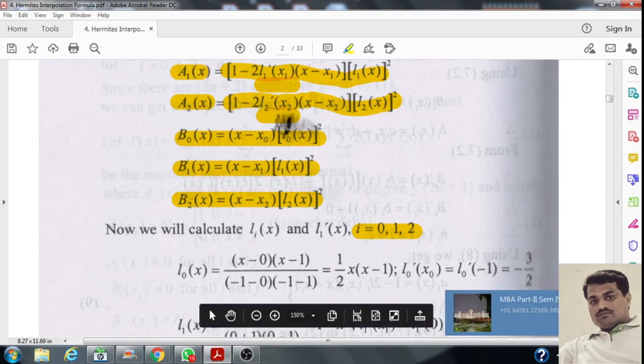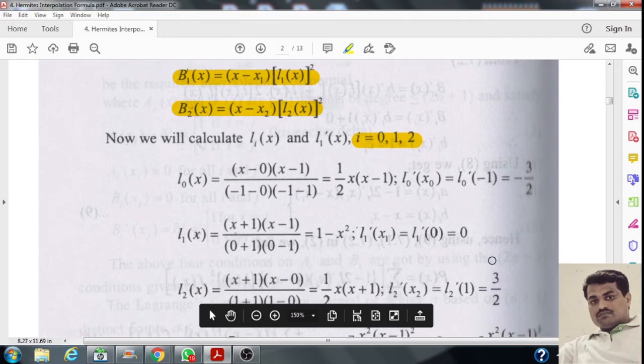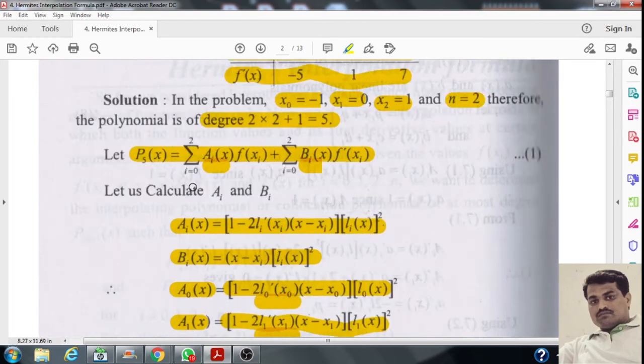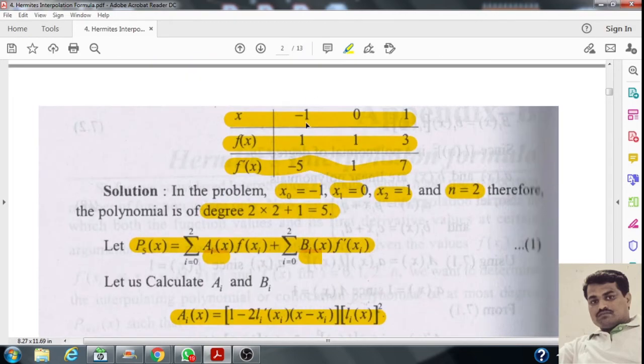Then in the next step, we write L0x. As per the formula, what is Lix? Lix means subtract all the values of x from variable x except xi. Here L0x means we subtract all the values of x from variable x except x0. What is x0? Here in the table we are given x0 equal to minus 1, x1 is 0 and x2 is 1.